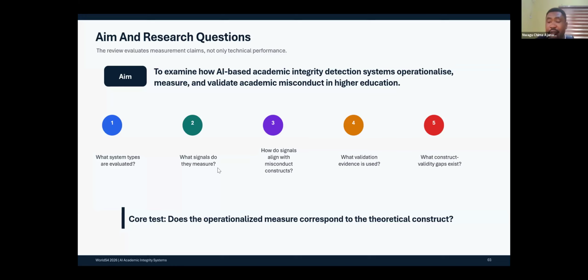So in simple terms, our study does not only ask whether these systems work technically. The systems do work technically. So we are not just asking whether the system works technically. We're asking whether the operationalized measures correspond to the academic misconduct constructs that they claim to detect.